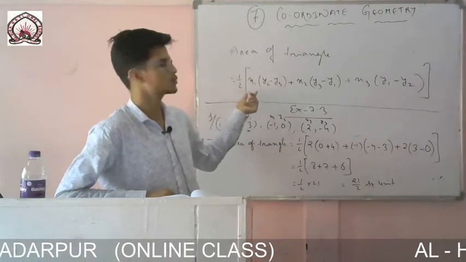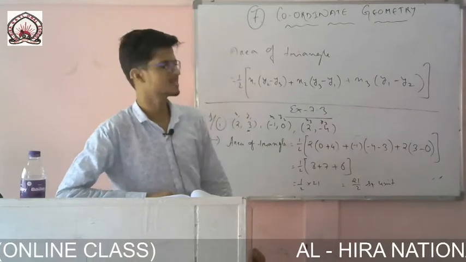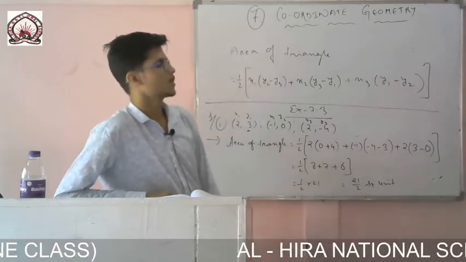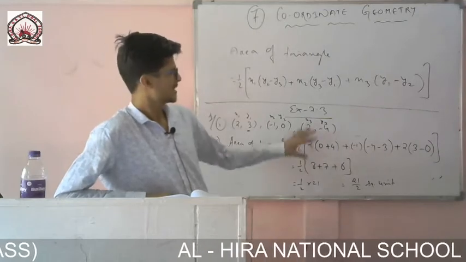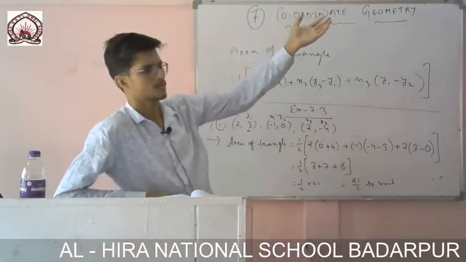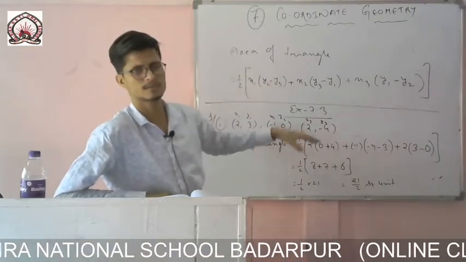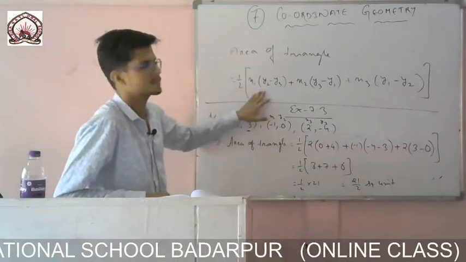Formula is half into x1, y2 minus y3 plus x2, y3 minus y1 plus x3, y1 minus y2. Okay, elaborately there is no need to solve this one actually. If you want, when the offline class begins, at that time I will show how this formula came. So now it is not needed.